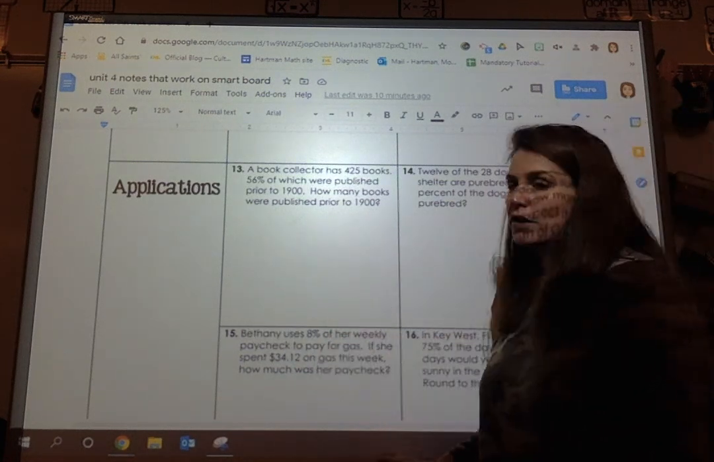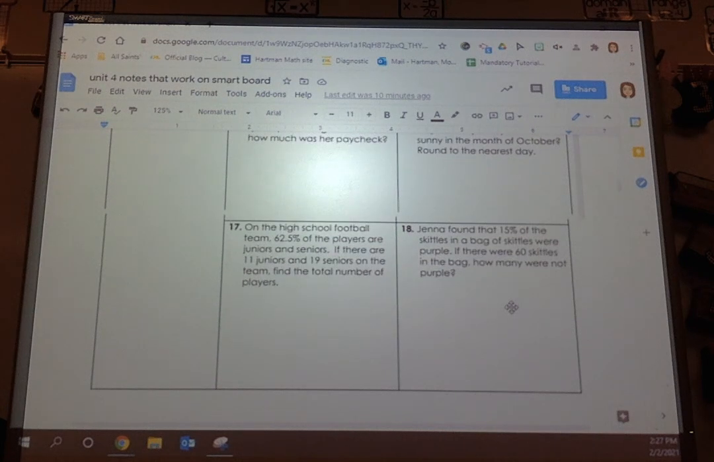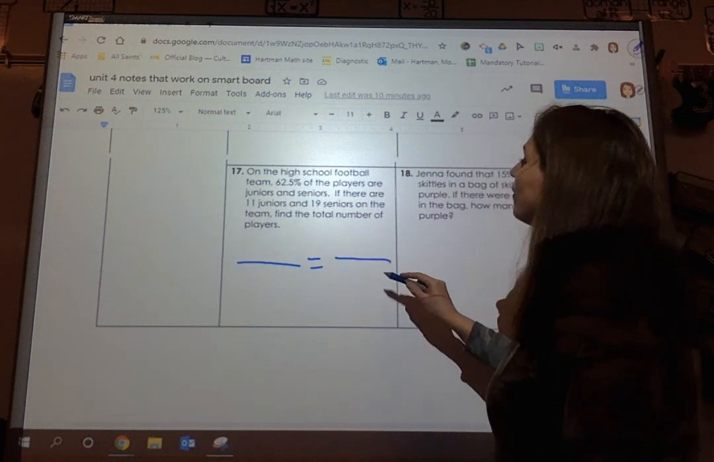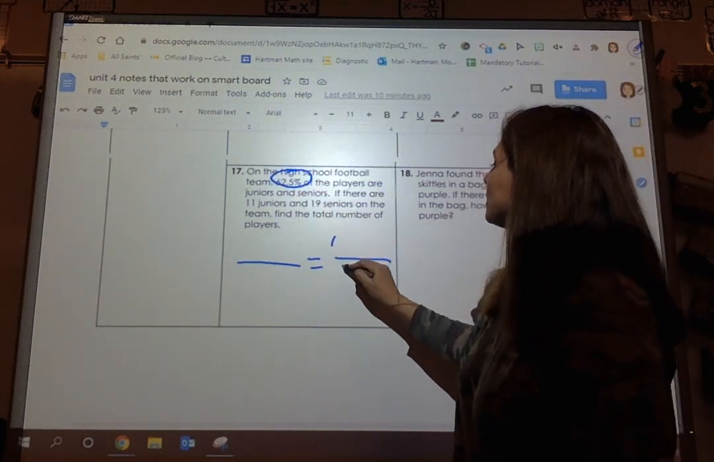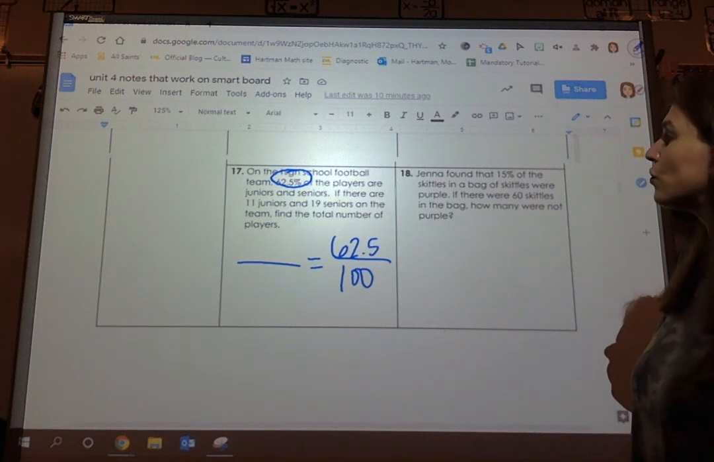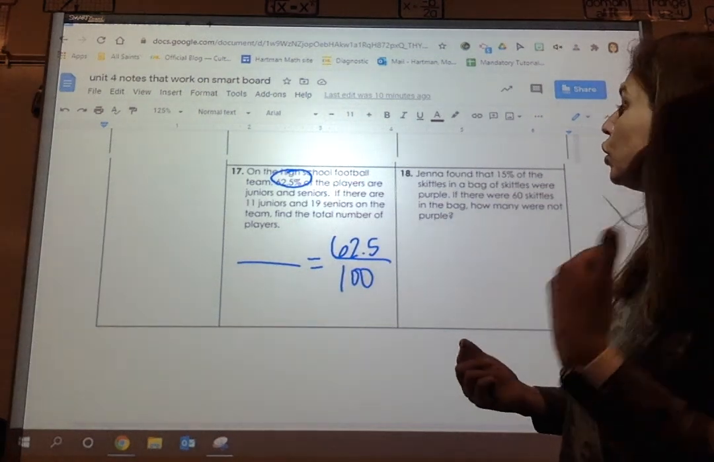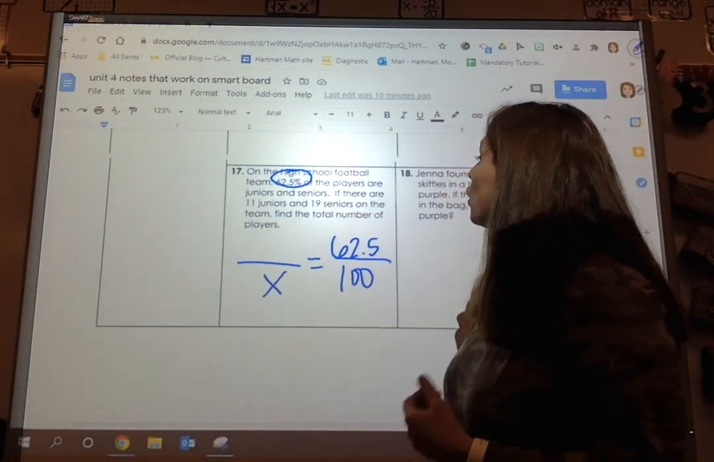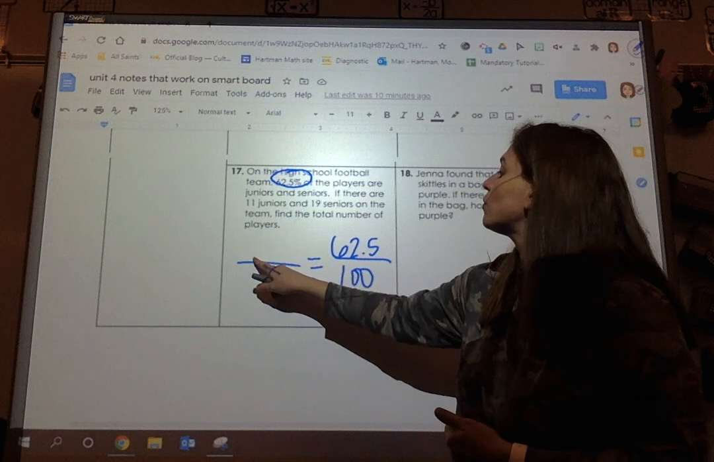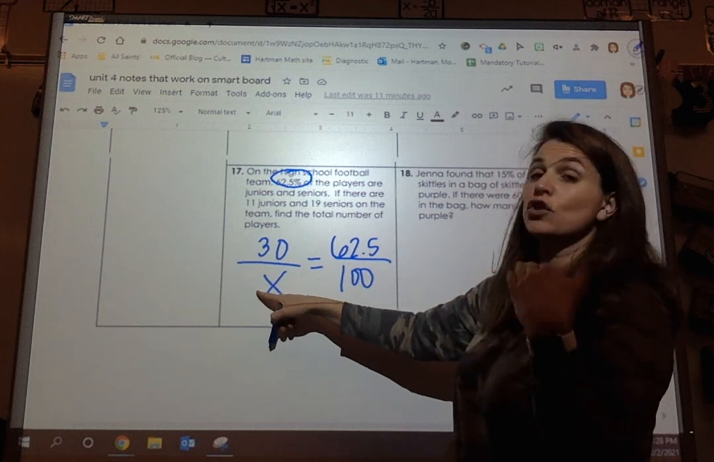All right, the last application that we're going to look at is number 17. On the high school football team, 62.5% of the players, so it screams percent, so 62.5 over 100, are juniors and seniors. If there are 11 juniors and 19 seniors on the team, find the total number of players. So I am looking for x, the total number of players, and I know that there are 11 juniors and 19 seniors. Together, that part of them is going to represent 30, but I'm looking for how many total there are.